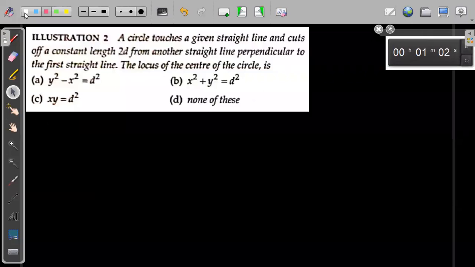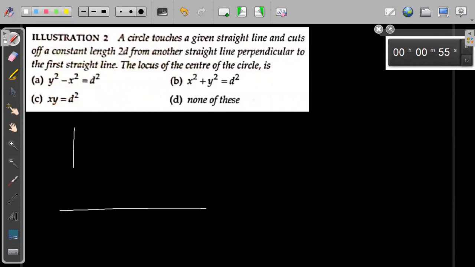So they have given a circle that touches a given straight line. Let that straight line be the x-axis and let the line which is cutting be the y-axis, with an intercept of length 2d from the other straight line perpendicular to the first line. So these two lines are perpendicular, and the circle is touching at this point and cuts off an intercept of this length. The locus of the center of the circle is?